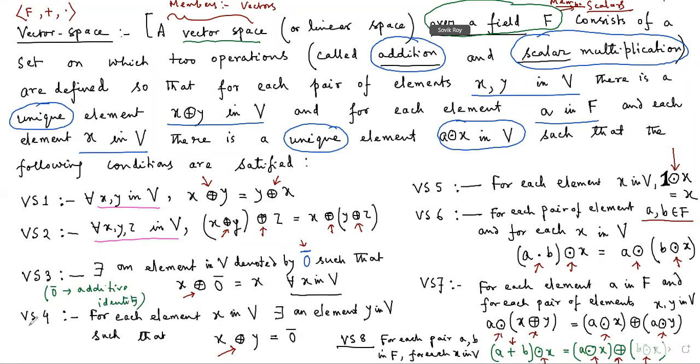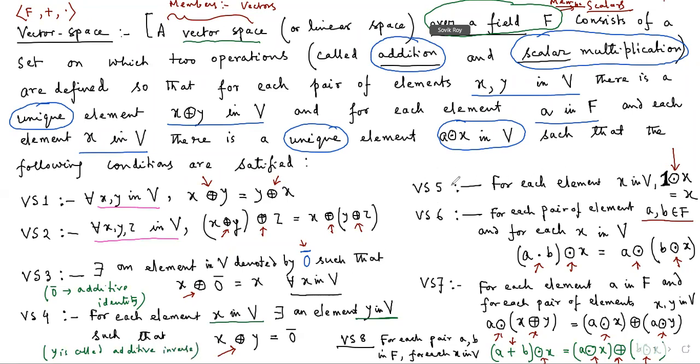When I talked about VS4, I considered the vector x, and for each vector I need to find a vector y, so that when the two vectors are added by vector addition, we get the additive identity in return. So here x is a vector, y is a vector, they are getting added, so I use the vector addition symbol, and y is called the additive inverse of x.